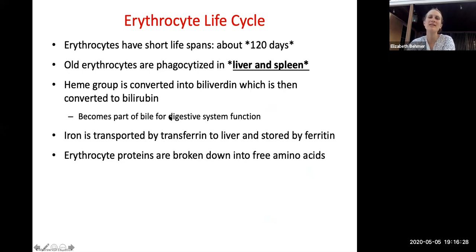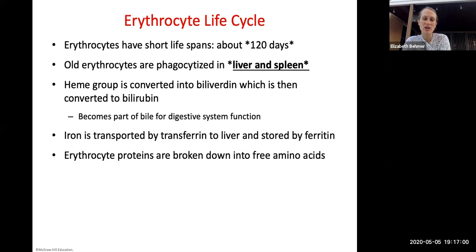The erythrocyte life cycle, I think this is a test question, one of these with the asterisk. Erythrocytes have short lifespans, so they stay in your bloodstream about 120 days. They're phagocytized, which means they're broken down and engulfed as waste in your liver and spleen. The heme group is converted to biliverdin, which is then converted to bilirubin, which becomes part of bile for your digestive system.